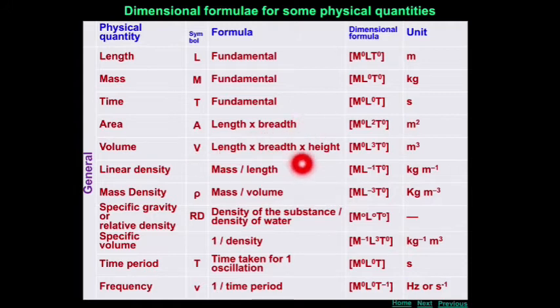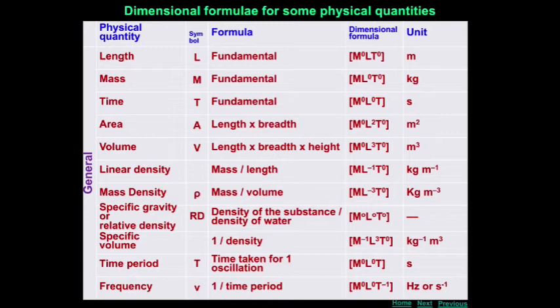Just multiply the area by height, and it is converted into volume. Area into height is known as volume. So you just multiply by another L, and the unit is converted into L cube. So already you know the dimensional formula for volume is L cube. The unit of volume is meter cube.